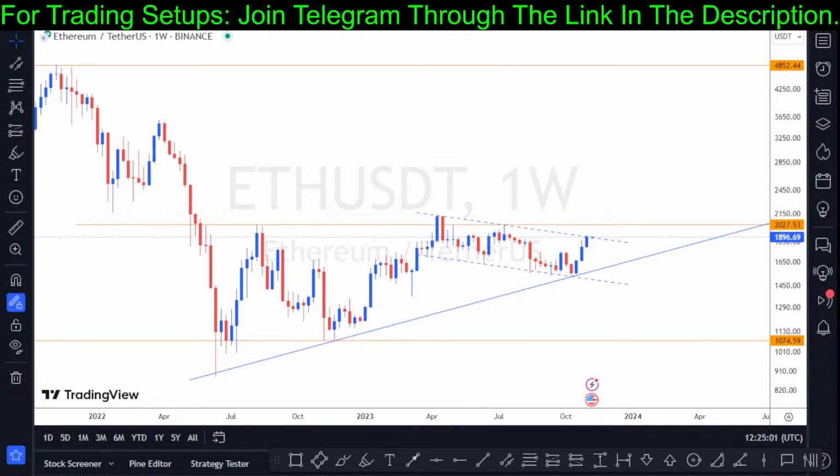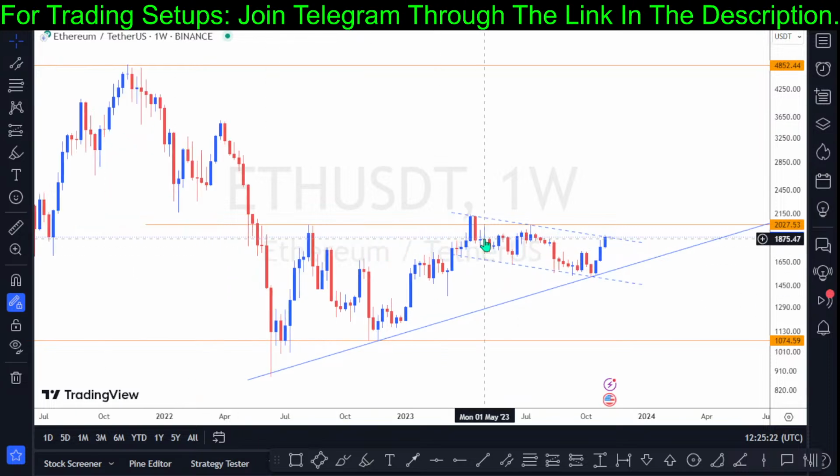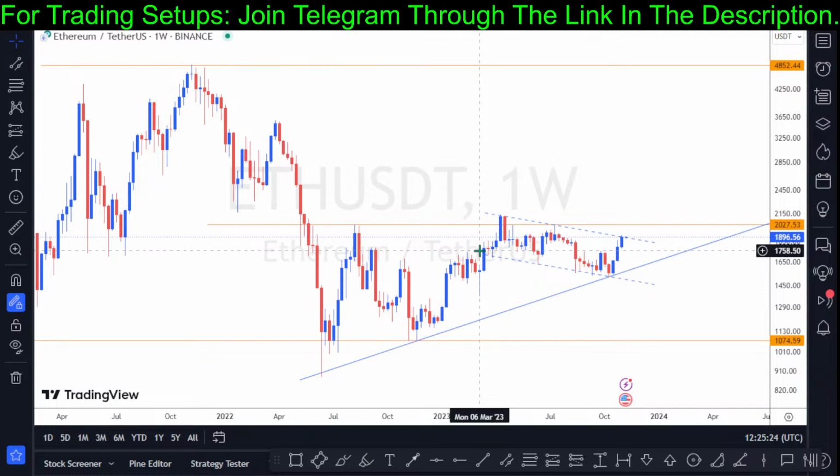So if you are a trader in the cryptocurrency market, it's advisable you adjust your chart to this view right here now. So adjust your chart. This is how your chart should look like if you are trading in the cryptocurrency market, and then if you have Ethereum on your list. So this is what your chart should look like on Ethereum.